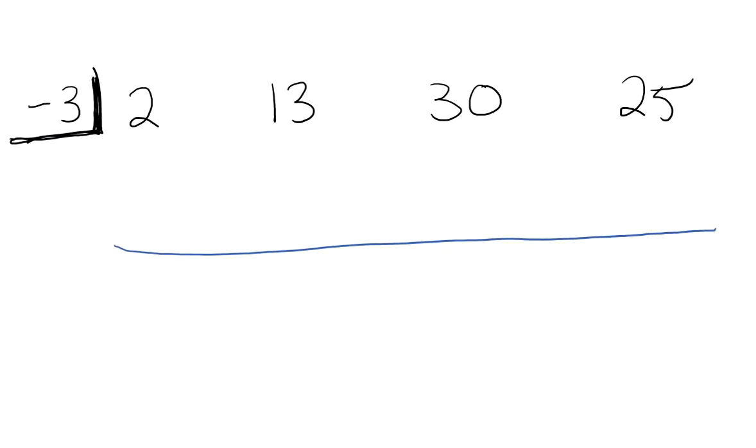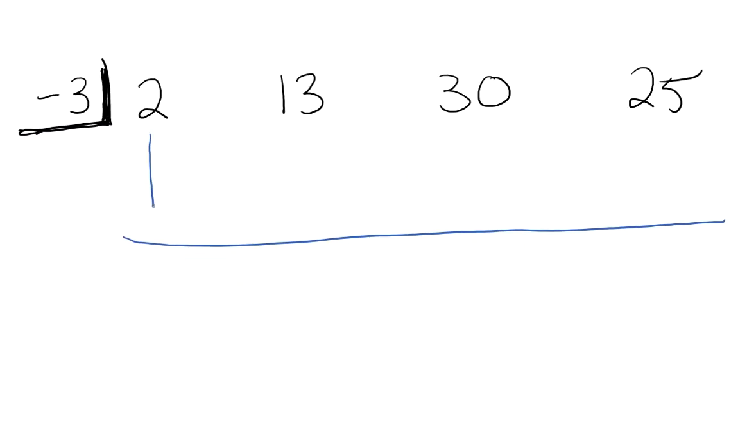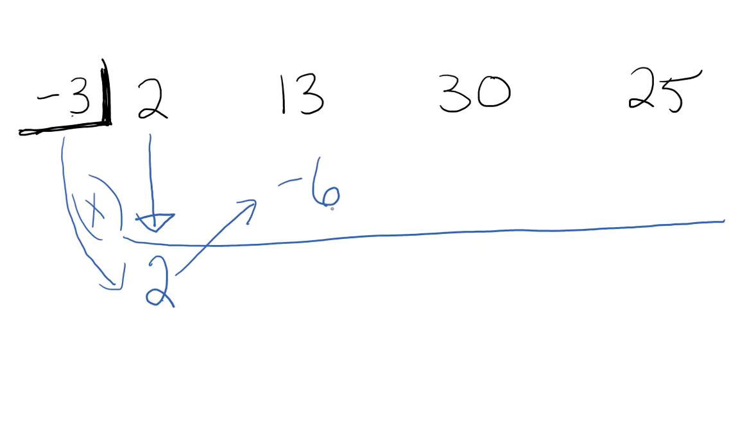because we're going to leave a little space. What's going to happen is I'm going to drop this 2 down. This is going to be my starting. And what's going to happen is I'm going to multiply the negative 3 times the 2. So multiply this, and that's going to give me negative 6. I'm then going to add these together, which is 7. So 13 minus 6 is 7.